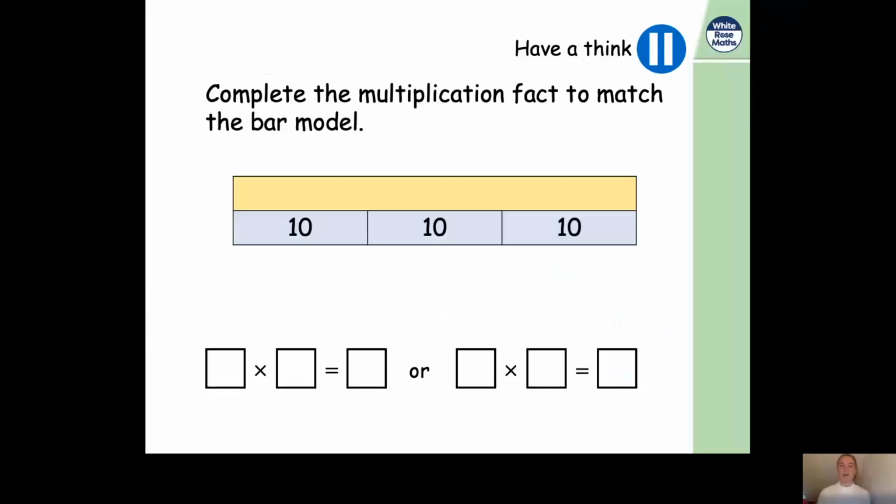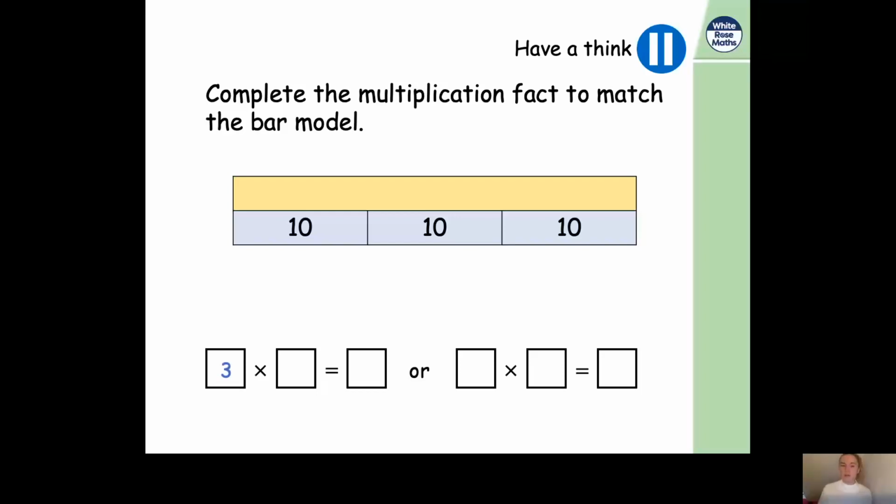So here we have a bar model. Now remember, a bar model is similar to a part-whole model. The parts go at the bottom and the whole, the answer to the question, goes at the top. So what multiplication number sentences can we write for this bar model? Well, how many parts have we got in this bar model? Yes, that's right. We've got 3 parts. And how many are in each part? Yes, there are 3 parts with 10 in each.